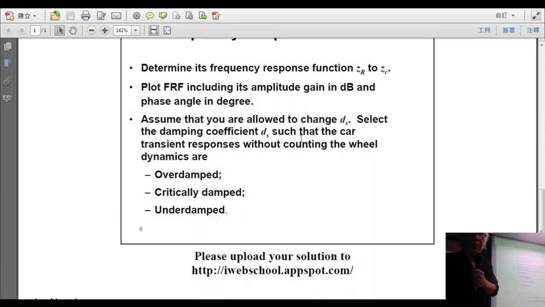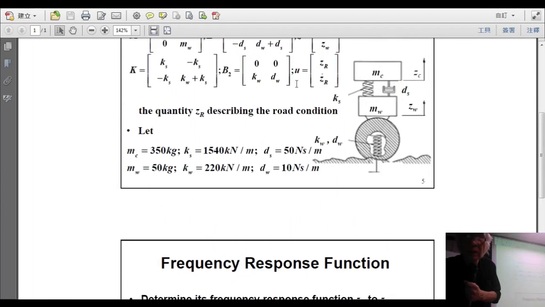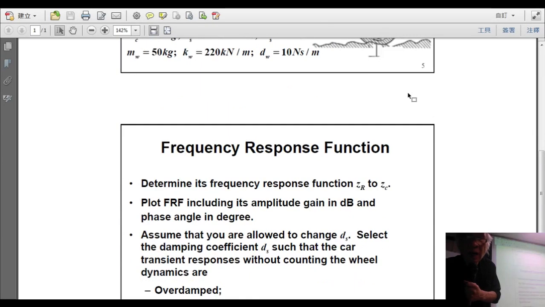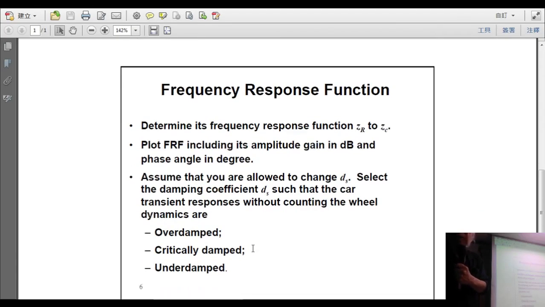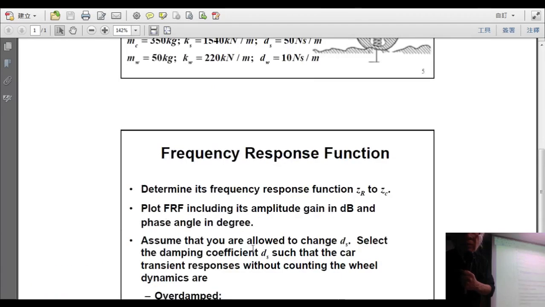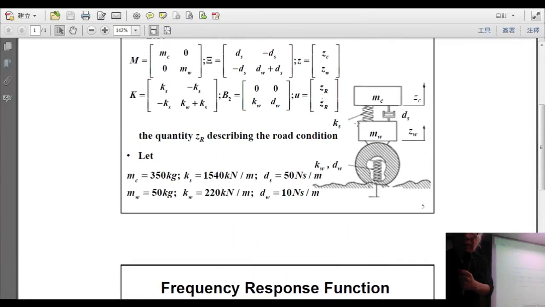The second problem says that you are allowed to change ds. You're allowed to change this ds. Then choose the ds such that the car transient responses without counting the wheel dynamics. The wheel dynamics means that, for example, if I don't have this wheel, this is wheel dynamics including MW, assume that this MW just touched the ground, it's on the ground, like that.